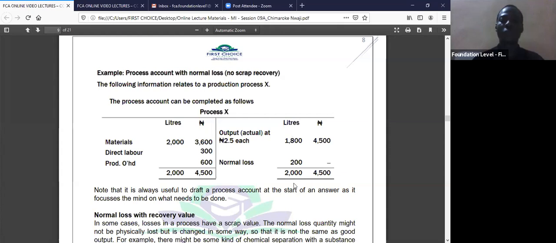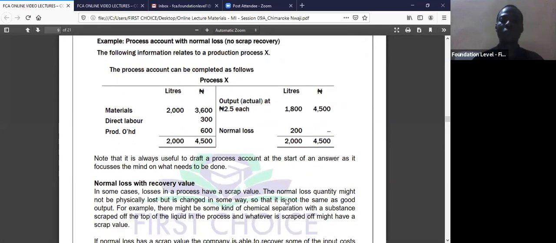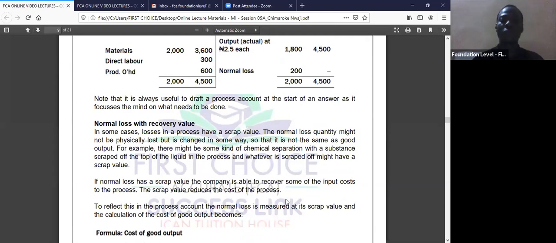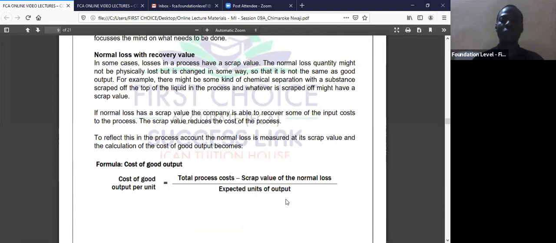Simple as that. Then we said there will be a time whereby they may have a recovery value. And I gave the example of bread that got so oversized that it cannot be sold in the normal market, or maybe the bread is so undersized that it looks abnormal.